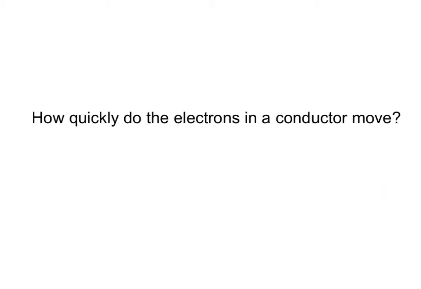So basically what you're able to do is figure out how fast an electron is going in a wire. So we know that in a conductor, electrons are moving around and that's what generates current. The question is, how quickly do those electrons actually move? In this video, you are going to figure out the answer to that question.